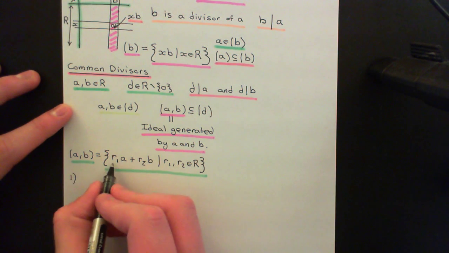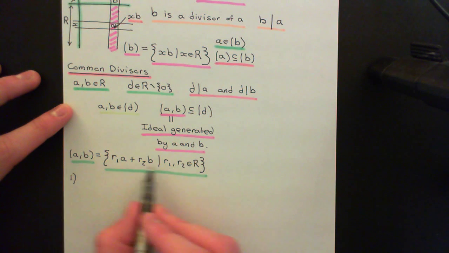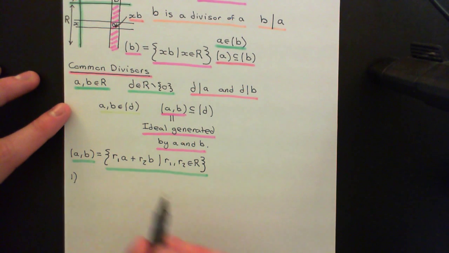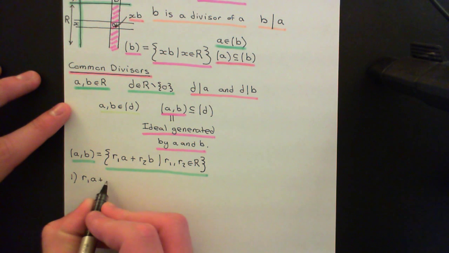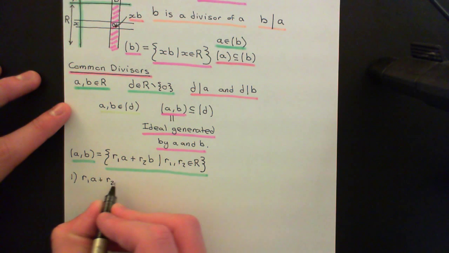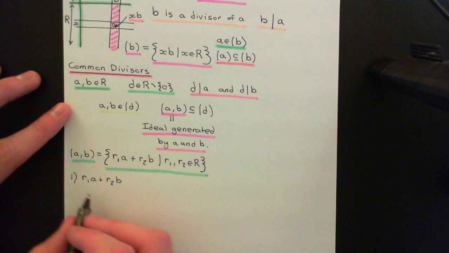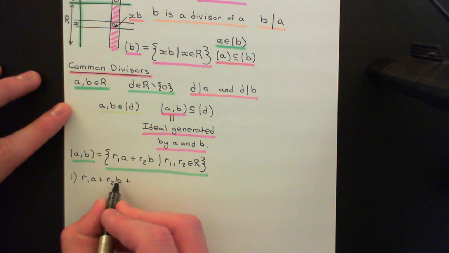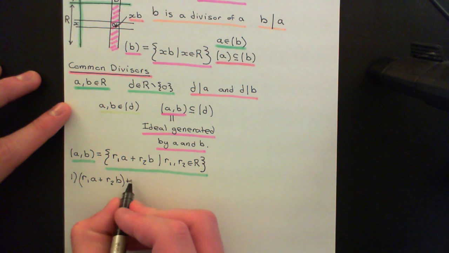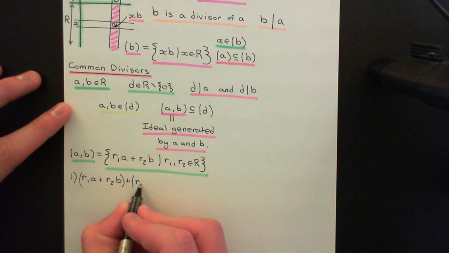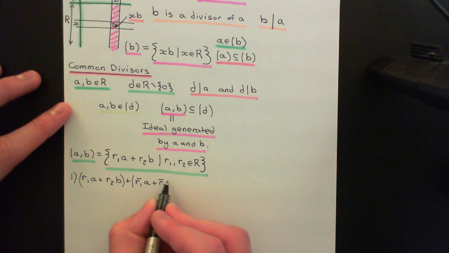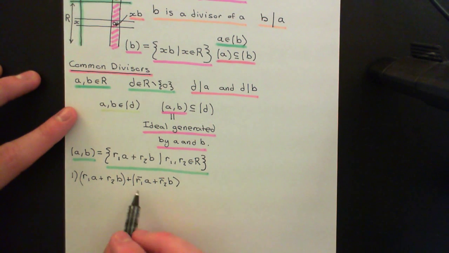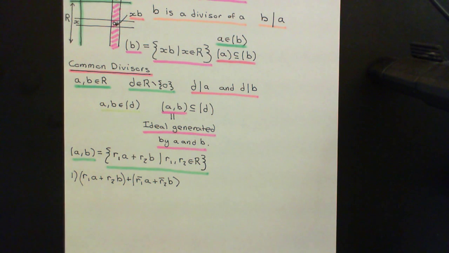So what I want to show is if I take two elements from this subset and add them together, I will end up with another element in this subset. So let's take one element. One element will be of this form, R1 times A plus R2 times B. So here's my first element, and I'm going to add it to another element which I'll call R1 bar times A plus R2 bar times B. Okay, so the R1 bar and R2 bar are not the same as R1 and R2, obviously.